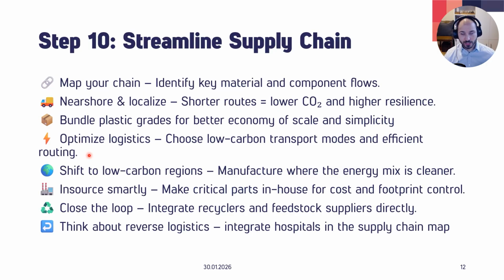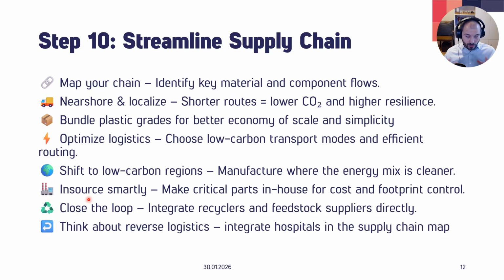You should optimize your logistics. So choose low carbon transportation modes and more efficient routing. As a rule of thumb, air freight is the worst. So if you fly stuff around, that has a significant impact. Cargo, so big cargo ships and train, are the best transportation modes. Truck is in between, but usually the material overshadows the transportation. So avoid air freight as much as possible. Good tip here.